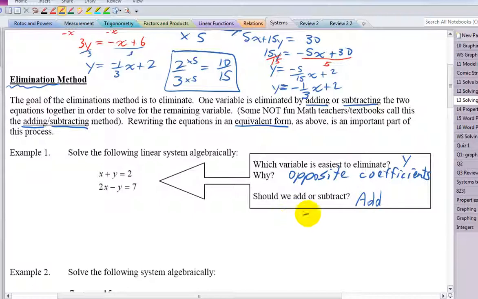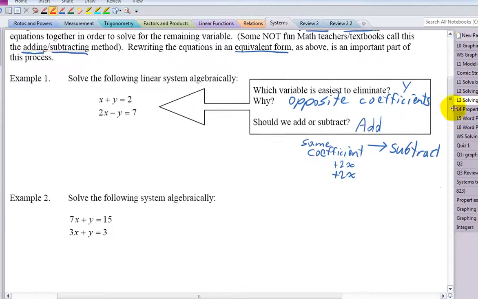If you have the opposite coefficient, such as plus 2x and minus 2x, then you add. If you have plus 2x and plus 2x, then you should subtract. You guys know what coefficient is? What's the coefficient when we say that? Yeah, it's the number in front, right? Just the number in front of the term.